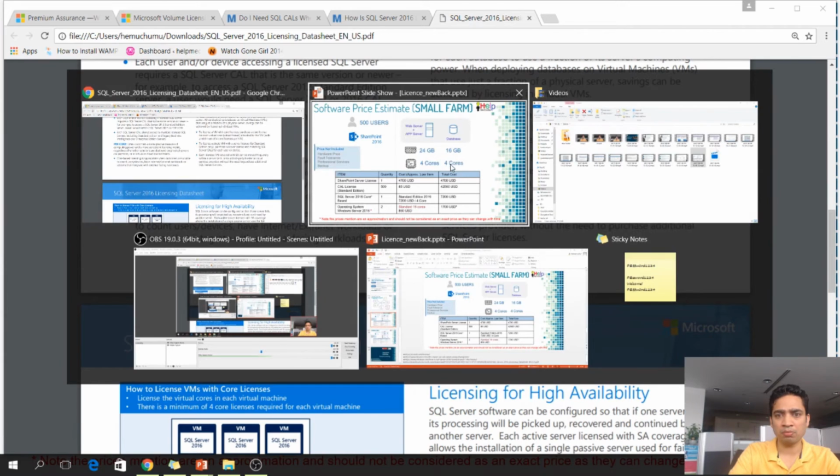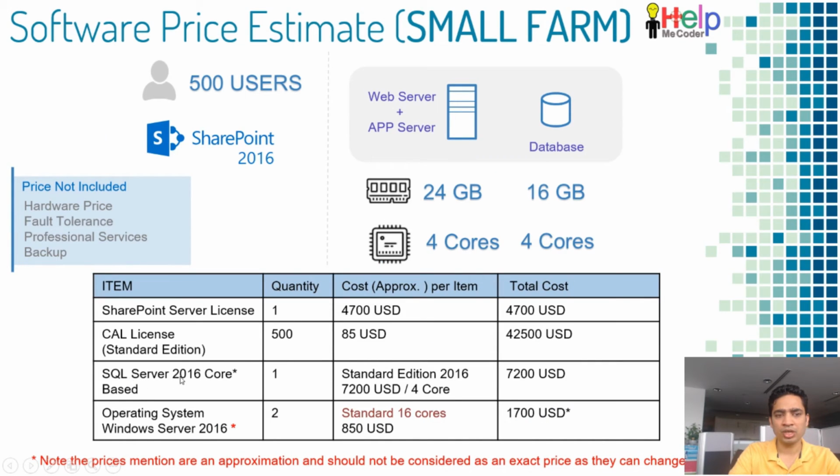If I go back to my PPT, we have SQL Server 2016 core base. We purchase 4 cores over here, which will cost you around 7,200 USD. So we add it up over here. Then operating system Windows Server 2016. Again, this is core based. Minimum 16 cores are required, so you need to have at least 16 cores. So it's like 850 USD.